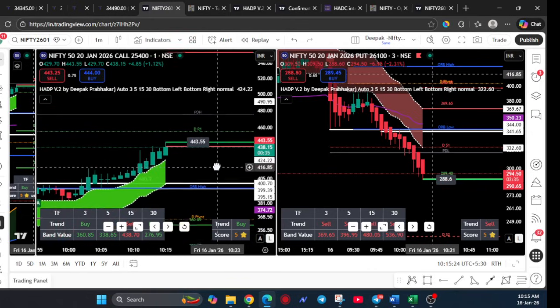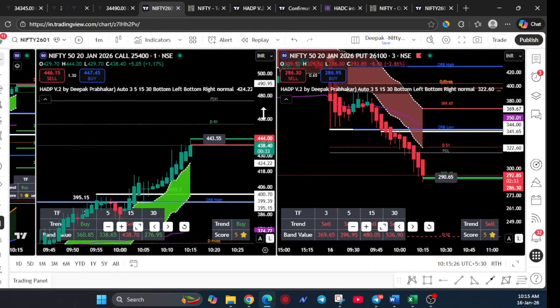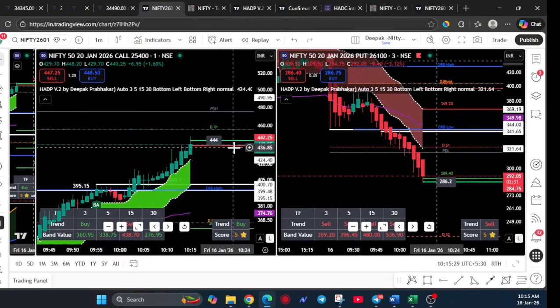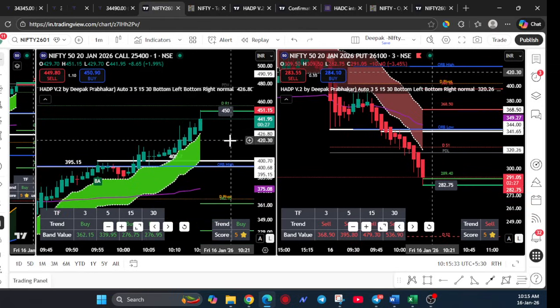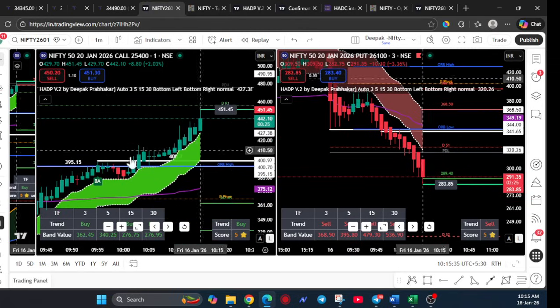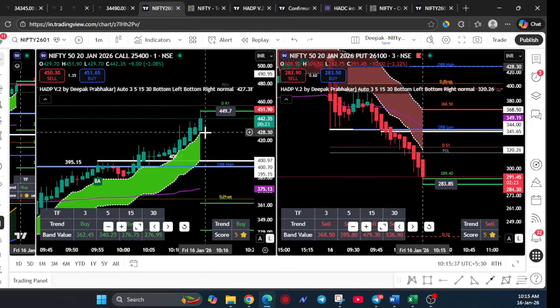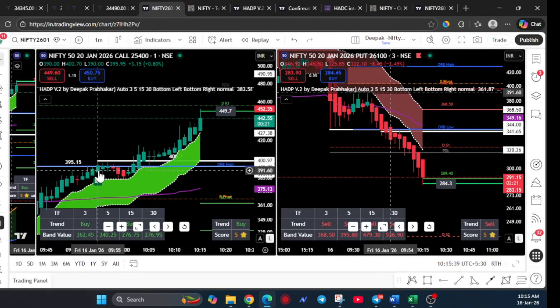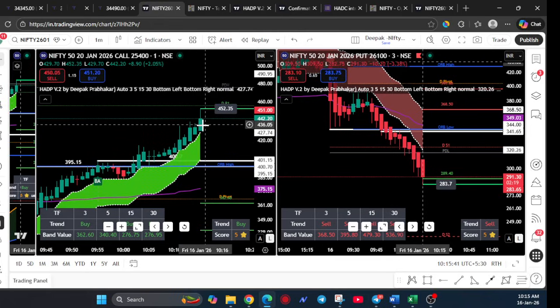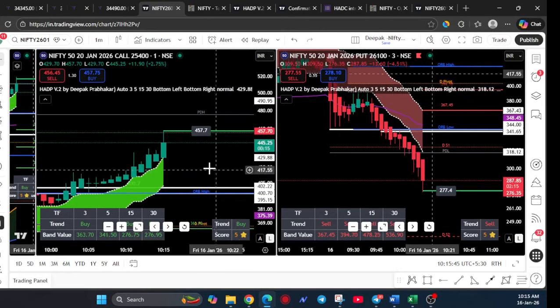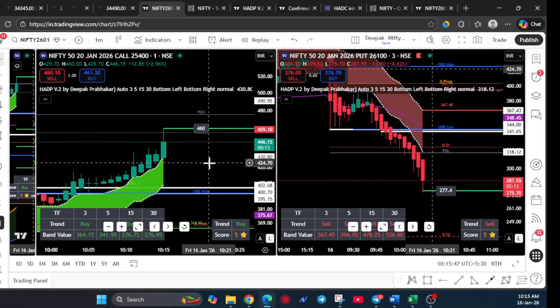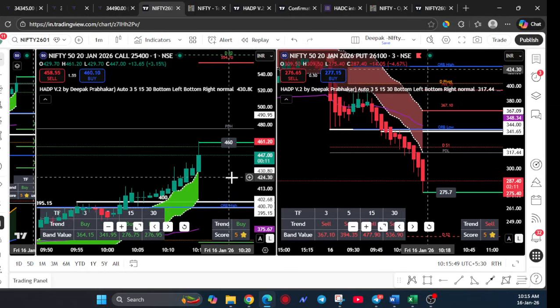Already at 440, crossed. 447, 450. 55 points done on the 3 minutes candle and 50 plus points done already on the 1 minute candle also. 454, 457, 460.